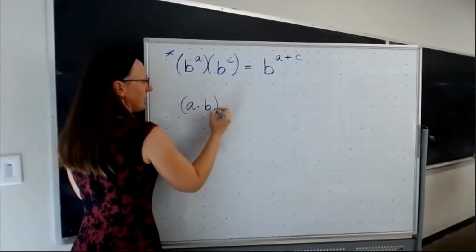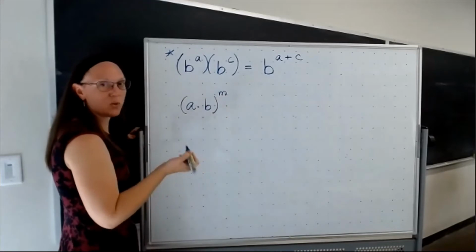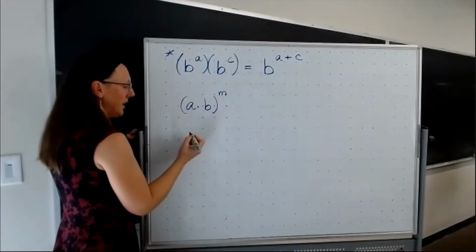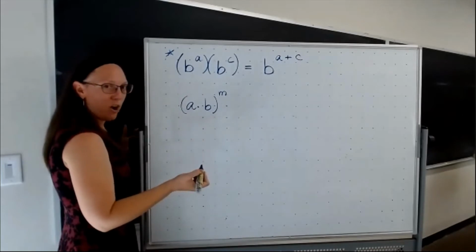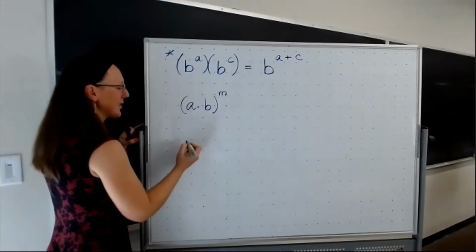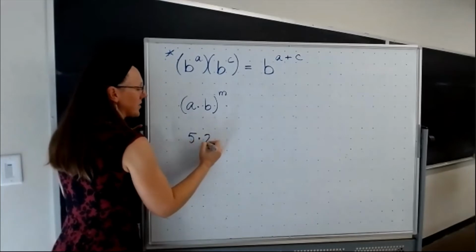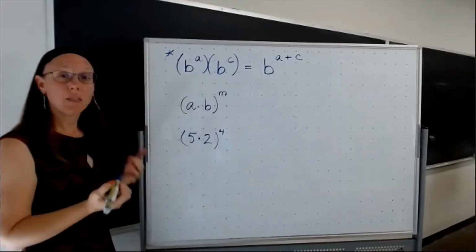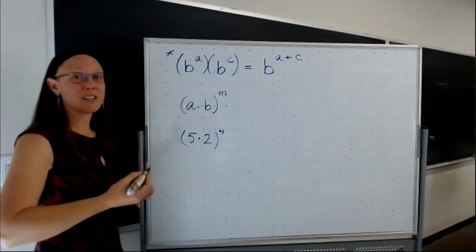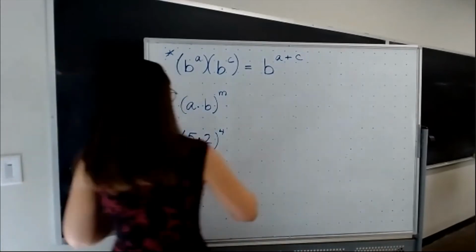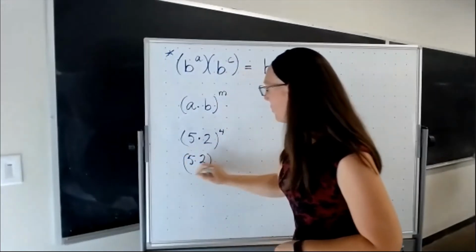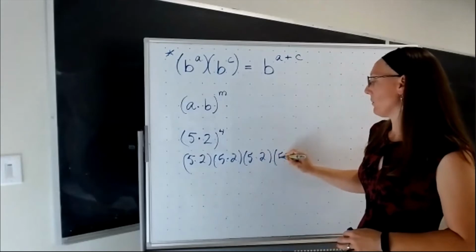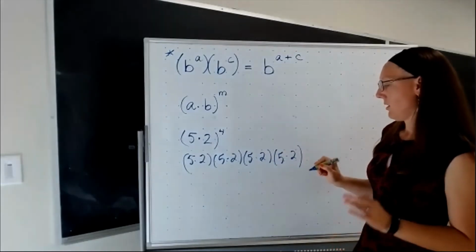A times b raised to the m power. Let me make that a little more concrete. Let's think about it with numbers. So if I had 5 times 2 raised to the 4th power, then thinking about what this means as an expanded form, this would say 5 times 2 times 5 times 2 times 5 times 2 times 5 times 2.